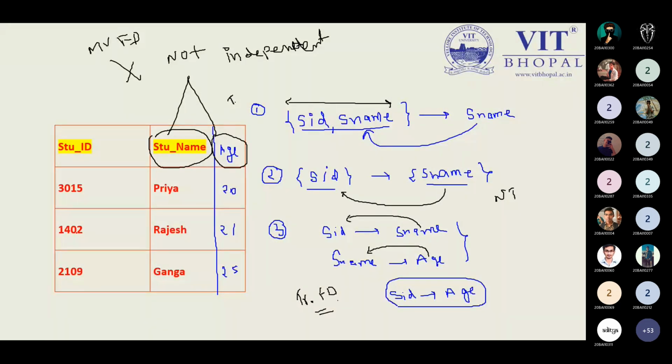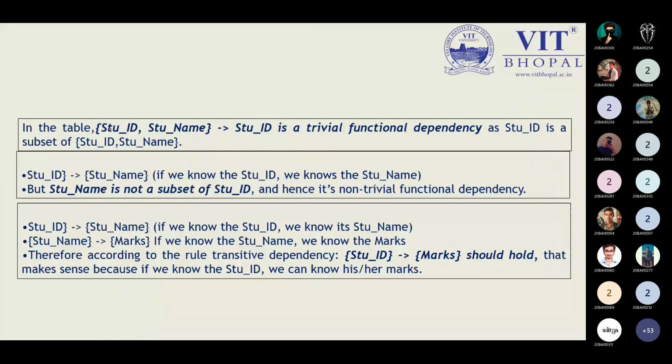So in the table, student ID to student name is a functional dependency. As we have seen, student ID is a subset of student ID, student name. This is the technical term you have to write properly in the examination. Do not write that it is a part of it; use the proper term, subset. So we know the student ID, we know the student name. Student name is not a subset of student ID, hence it is a non-trivial functional dependency, as we have seen.